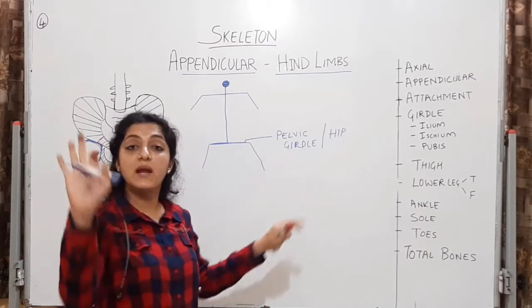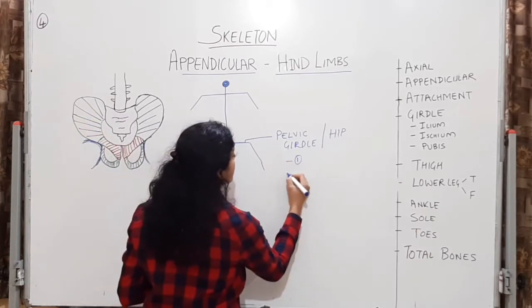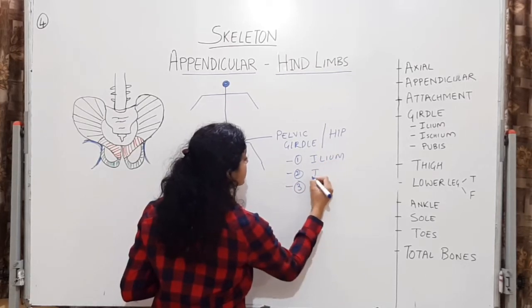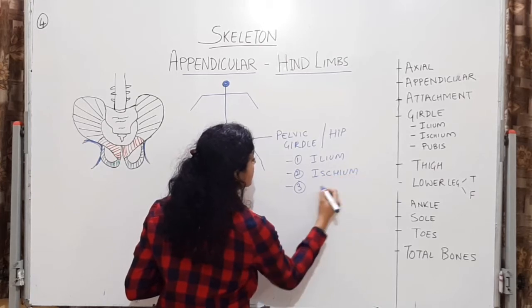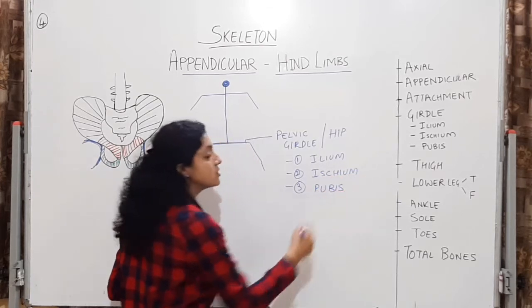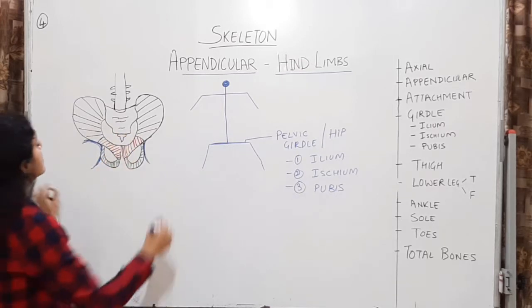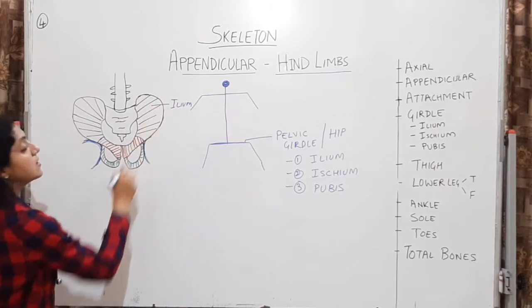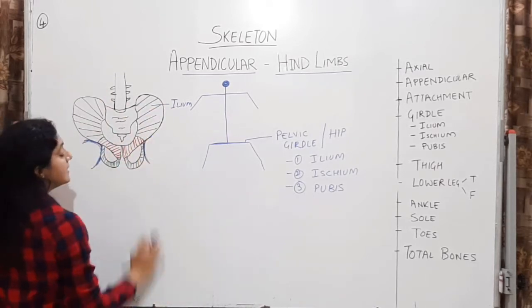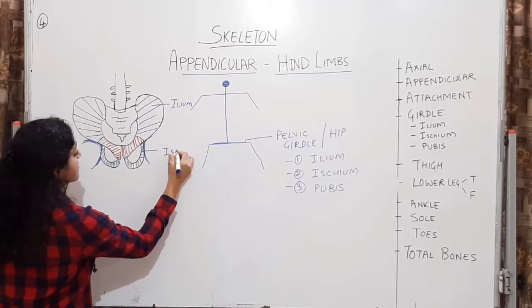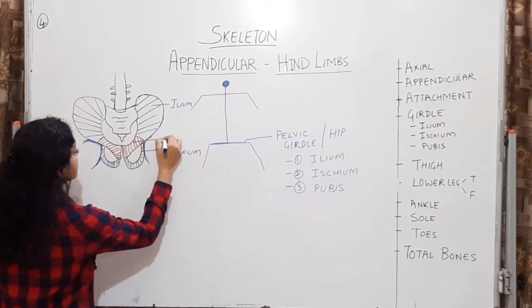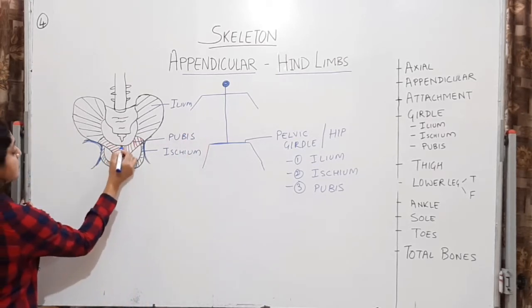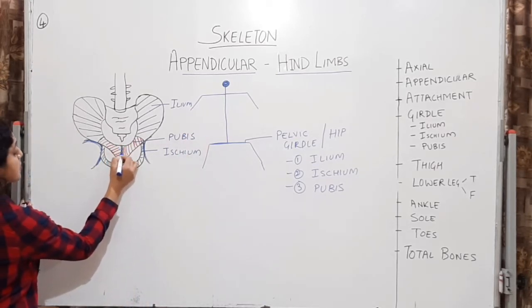Now pelvic girdle is made up of three bones. It's made up of three bones, that is ilium, ischium and the pubis. Let me show it to you over here. The pelvic girdle is made up of three bones. सबसे बड़ा है ilium. This you have to remember. The biggest one, this one is the ilium. Then you have the ischium and there is one pubis. Pubis of both the two bones, both the sides, they fuse over here centrally.